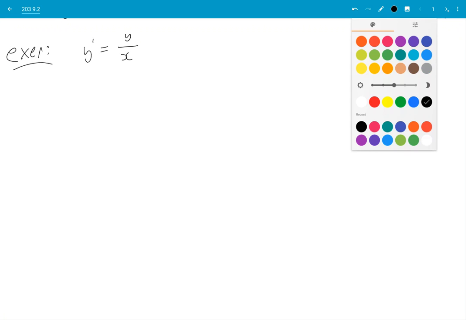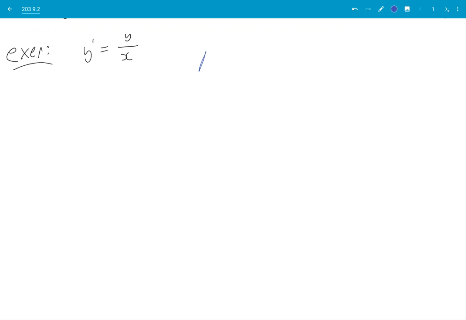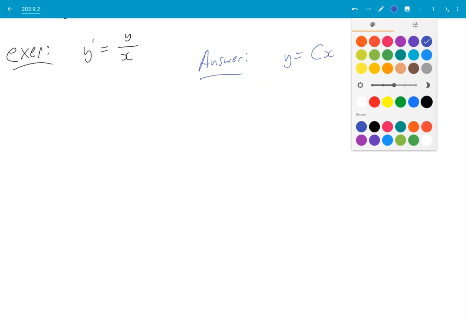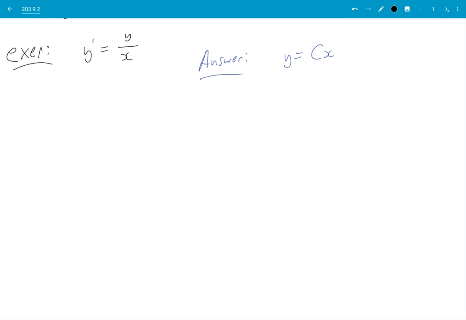Okay, let's try an exercise. y prime is equal to y divided by x. So pause, copy, try. And the answer I get is y is equal to c times x. So hopefully you got that. If not, please ask me in class to go through that.